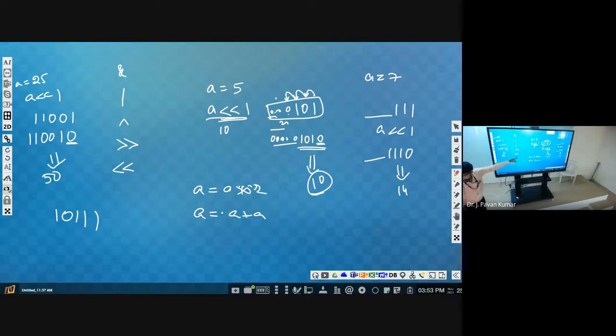This is left shift. How you will type this? Just less than. This is greater than. That's it. Like less than or equal to, greater than or equal to. How you have used statements.